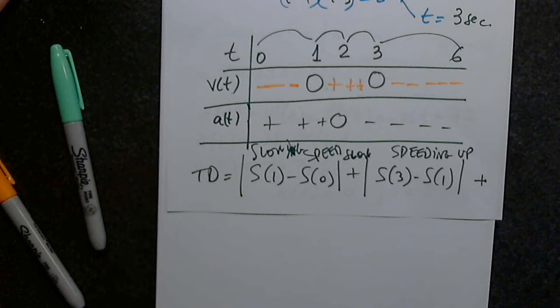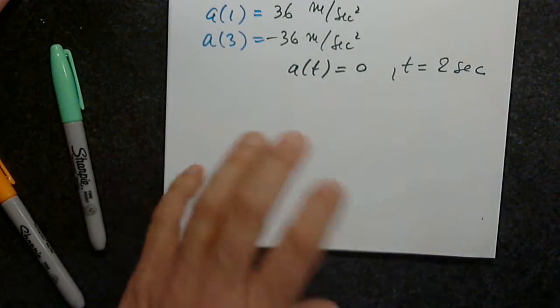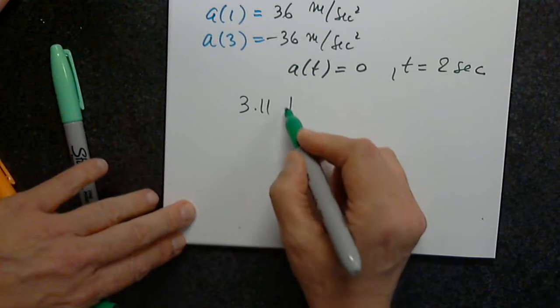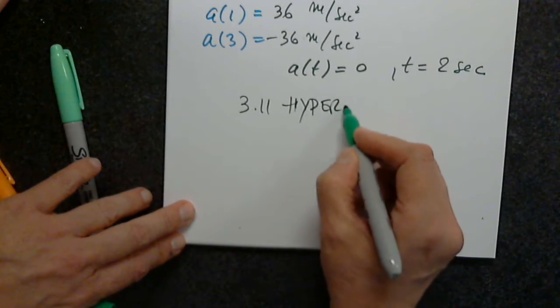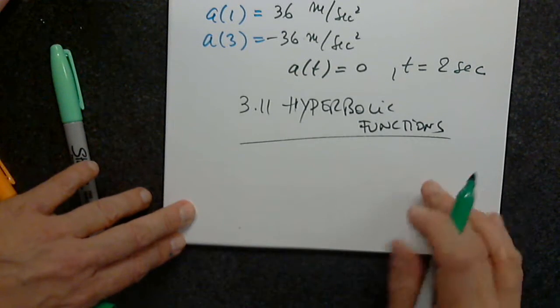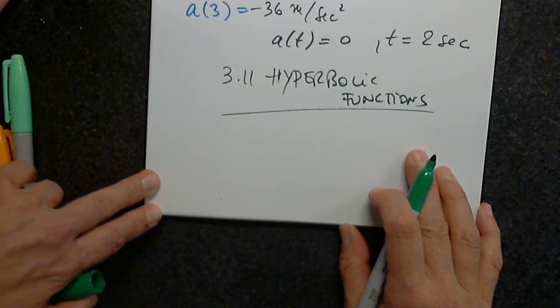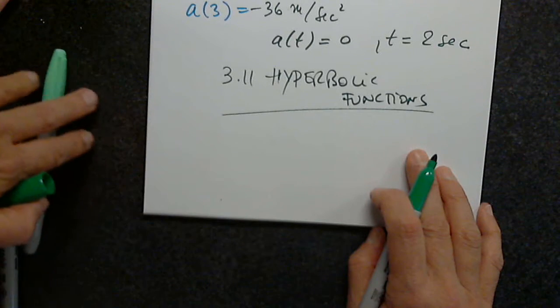So what I would like to do now is talk about the hyperbolic functions. There are 6 hyperbolic functions. There are 6 inverse hyperbolic functions, and of course each and every one of them has a derivative. I only want one minor effort from you. So 3.11, hyperbolic functions. I only want 3 of those. Not even their inverses. Just 3 of those and their derivatives.